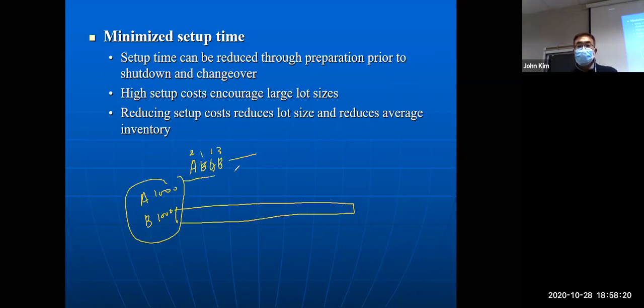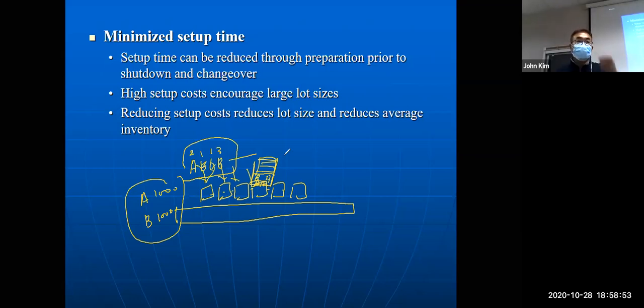So if the schedule is like this, and then part B for 2A, 1B, 1A, something like that. So before starting the production, they place a part bin like this. And then without a setup, they just produce continuously. So this is kind of a new technology concept.